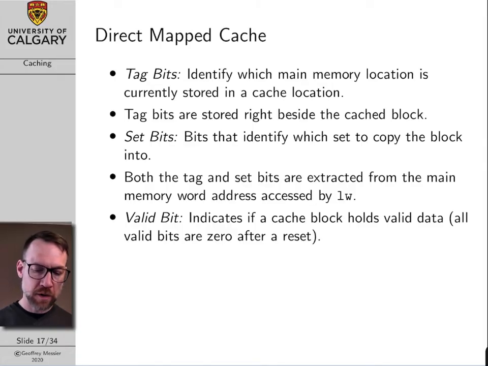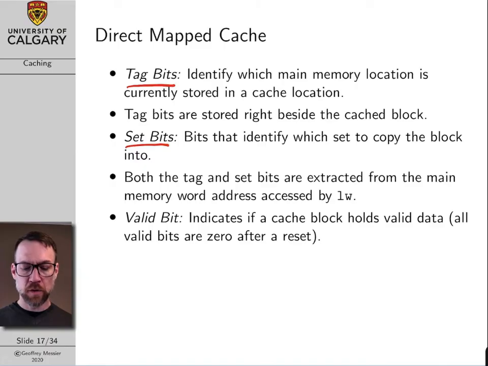And that's what we use something called the tag bits for. So the tag bits identify which main memory location is currently stored in our cache. And we literally store those tag bits right beside the cache entry. The set bits are the bits that identify which set we need to copy our word into, and basically the set bits determine those arrows that I showed you in the previous slide. And both the tag bits and the set bits are extracted from the main memory address in kind of an intuitive way, and I'll show you an example of how that works.